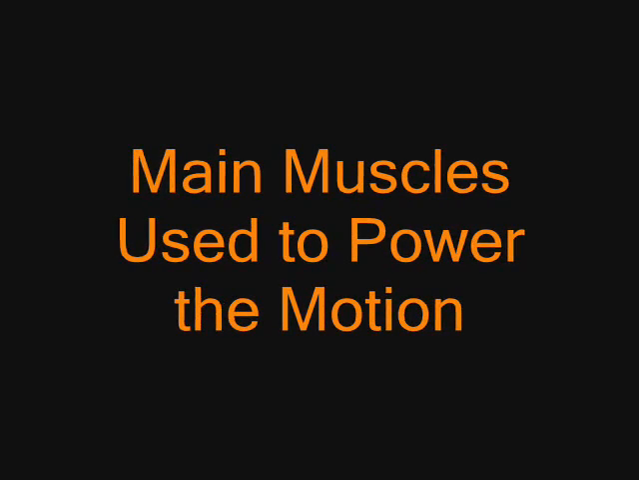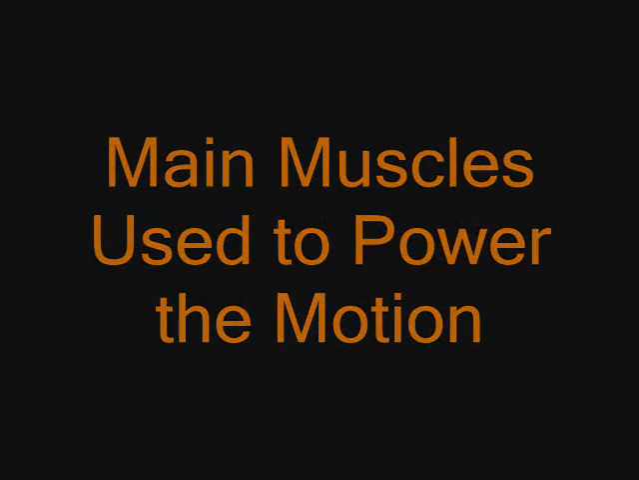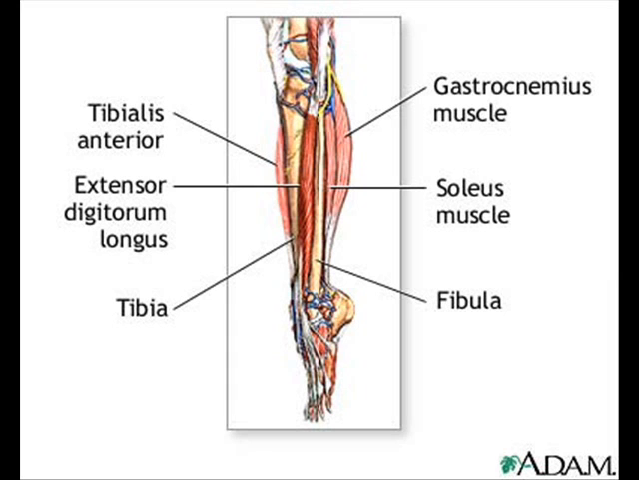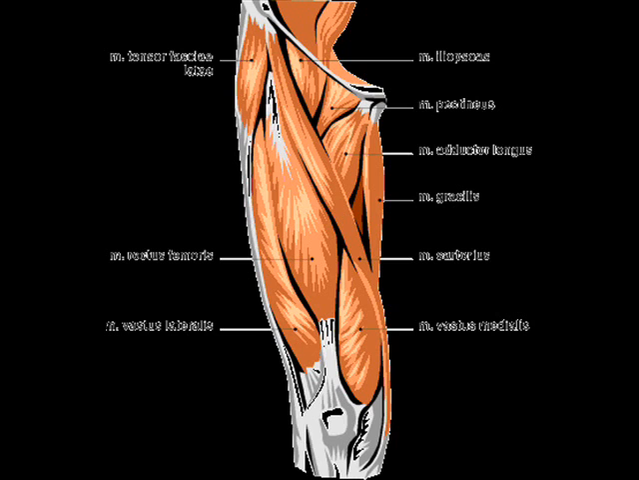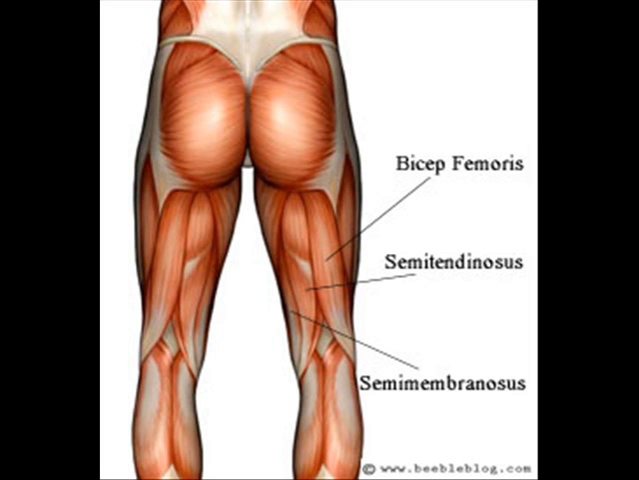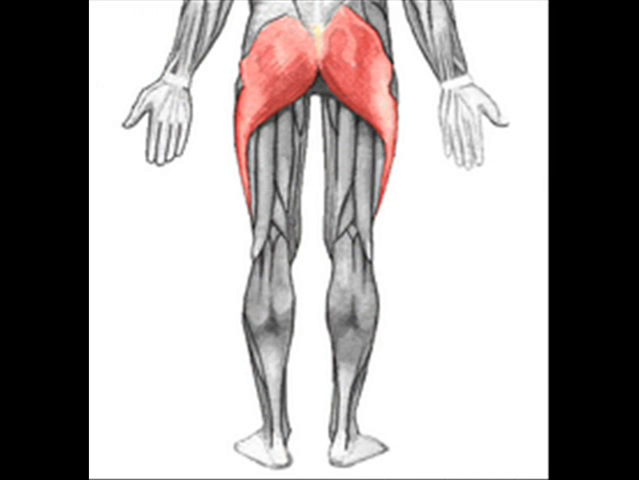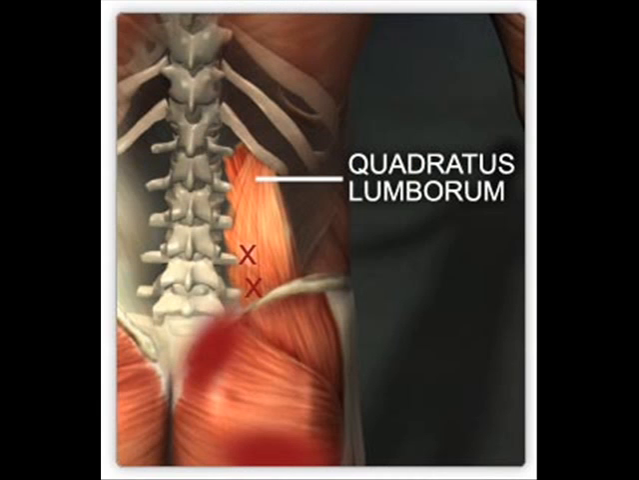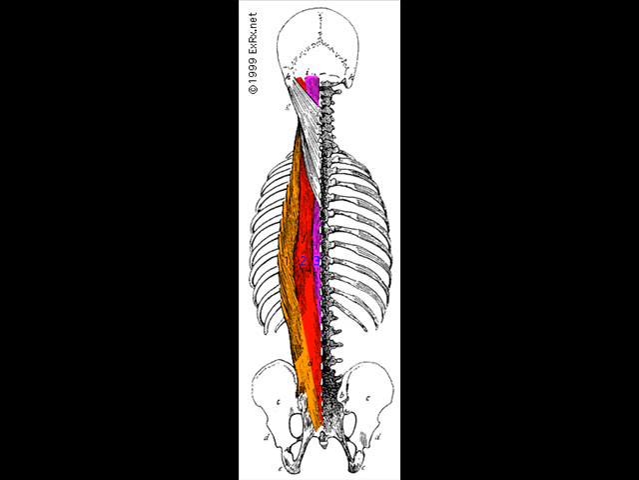Main muscles used to generate power during motion. There are many muscles used to generate power and stability for the knee and the rest of the body. These muscles are the tibialis anterior, gastrocnemius muscle, and the soleus muscle. The next in line are the quadriceps group, the hamstring group, the gluteal group, quadratus lumborum and associated muscles, and the erector spinae and associated muscles.